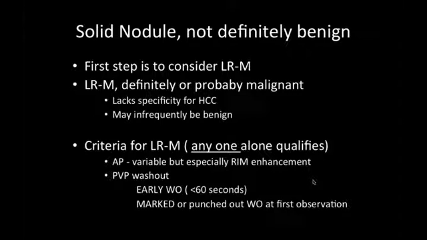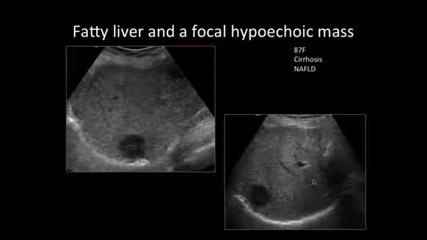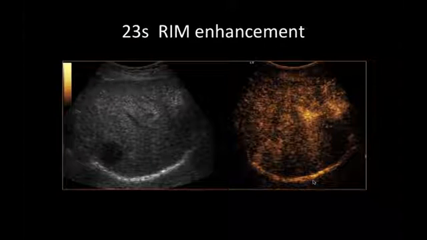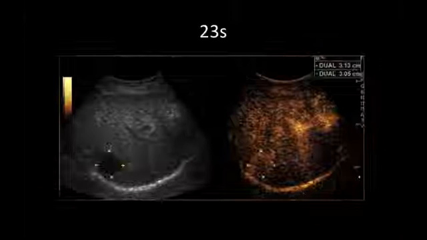Now, as we watch further, we can see that by 37 seconds, that enhancing rim has completely washed out, and this is a punched out black looking mass in the liver. And so this mass, in fact, has got all of the criteria. It has rim enhancement in the arterial phase, it has early washout, and it has marked washout when the washout is first observed. So this would be categorized as LRM. These lesions we recommend almost always to have biopsy, and this is not suggestive of HCC, and biopsy confirms a cholangiocarcinoma. So let's look at another patient.